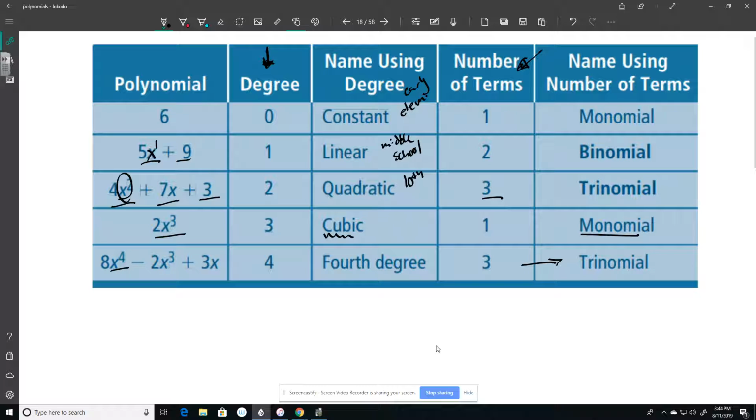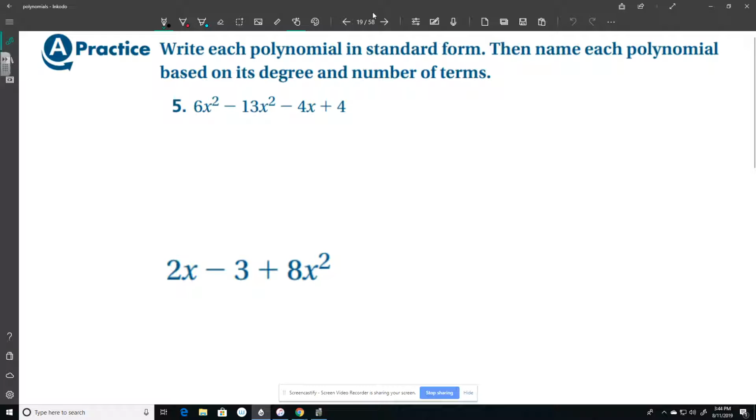We're not going to use that language a lot. This is going to come up. Linear is going to come up. You'll see trinomial and binomial a little bit. Those are kind of the big ones. Okay, now let's do some math. Write each polynomial in standard form, then name it based on the degrees and number of terms.